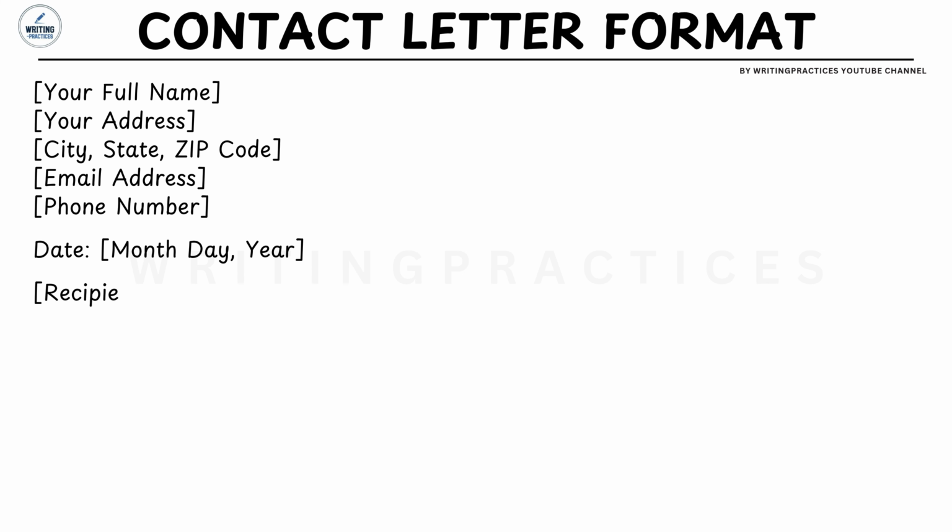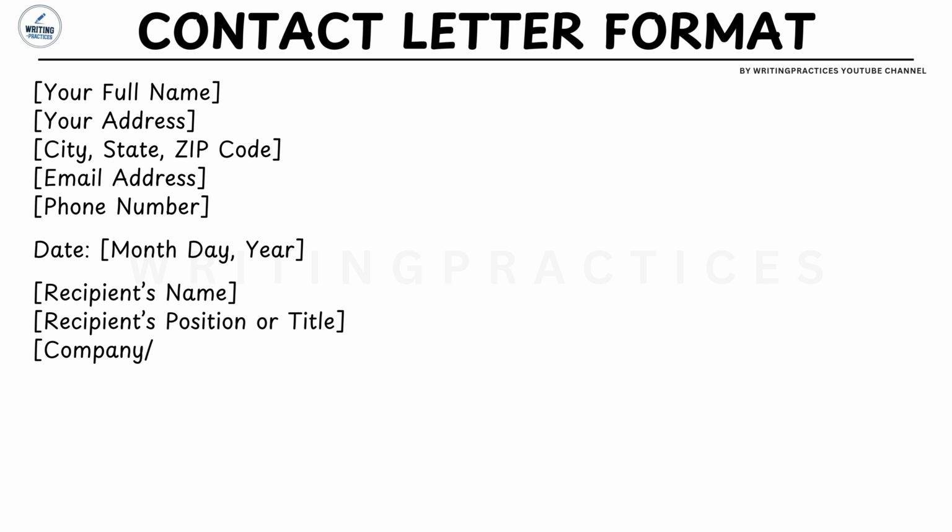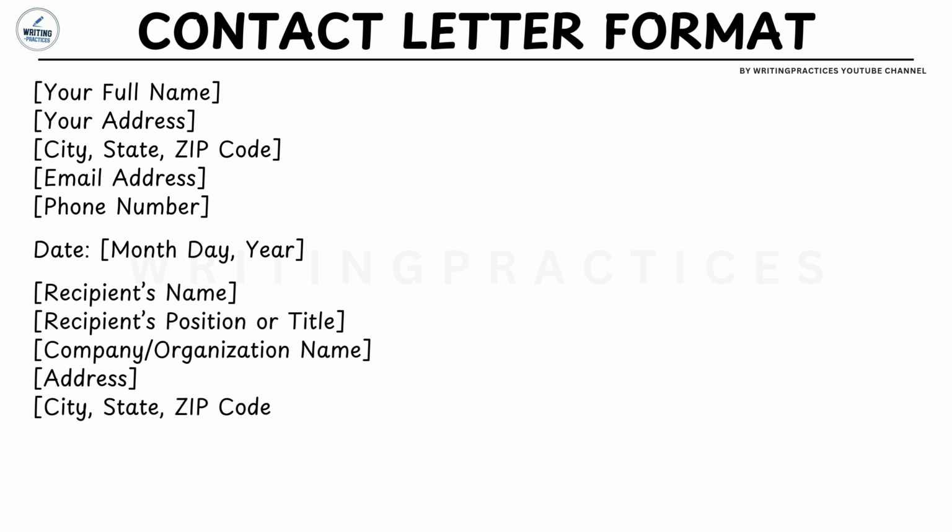Recipient's information. Next, you'll include the recipient's details. This section should contain the recipient's name, their position or title, the company or organization name, and their address. Here's how it looks. Recipient's name, recipient's position or title, company or organization name, address, city, state, zip code. This section ensures the letter is addressed to the correct person and organization.